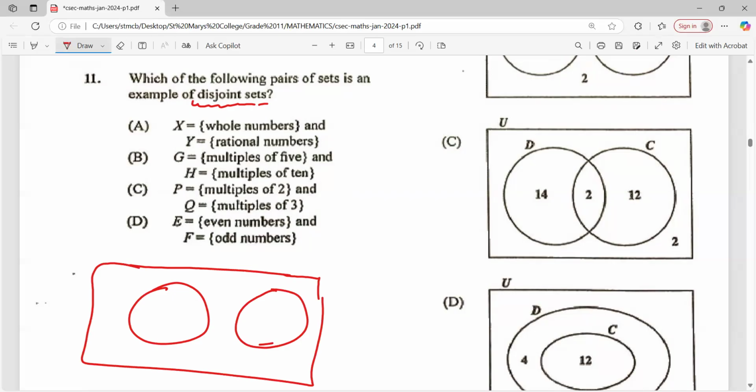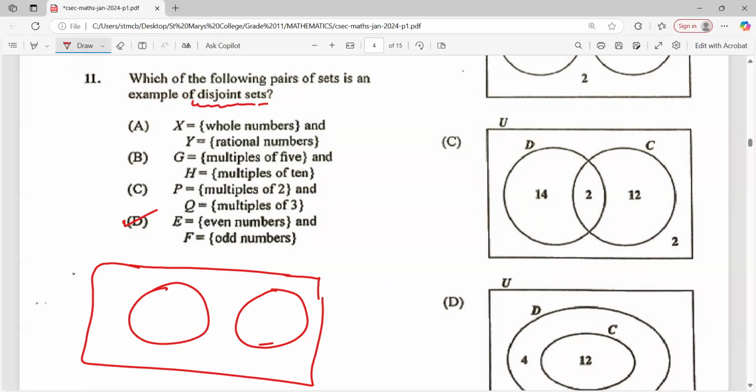All right. So is it whole numbers and rational numbers? Is it multiples of 5 and multiples of 10? Is it multiples of 2 and multiples of 3? Or is it D, even numbers and odd numbers? And that's definitely D.